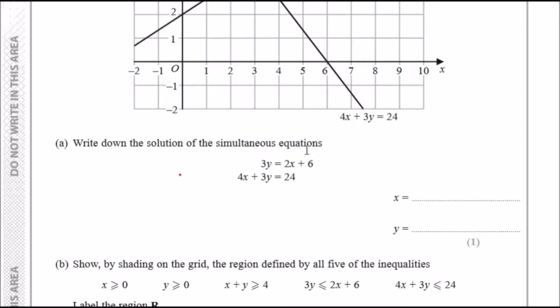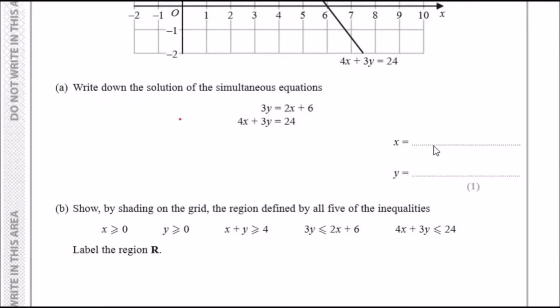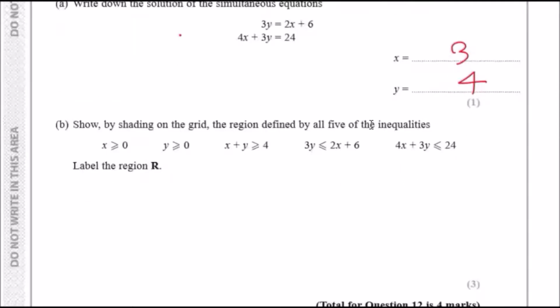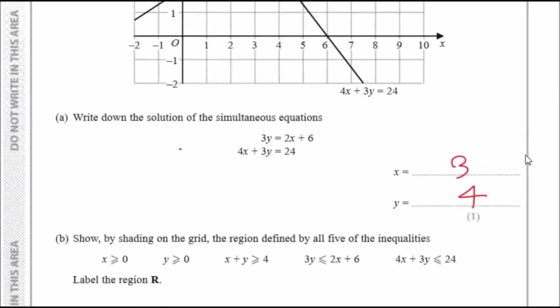Now, write down the solution of the simultaneous equations. That means where did they intersect? Well, 3 and 4. Easy. Now, show by shading on the grid the region defined by all 5 of these inequalities. Okay, all right, here we go.